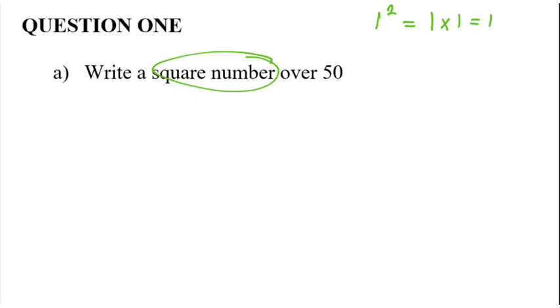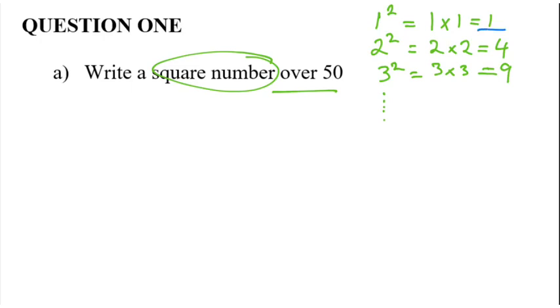So 1 times 1 is 1. 2 squared, 2 multiplied by itself, is 4. 3 squared, 3 times 3, is 9, and so on. Okay, so that's our pattern, and we're looking for a square number that is over 50. You can see in terms of our answers here, we've gone from 1, 4, 9. So 4 squared will be 16. 5 squared is 25. We're not getting up to over 50 yet, so we'll just keep going.